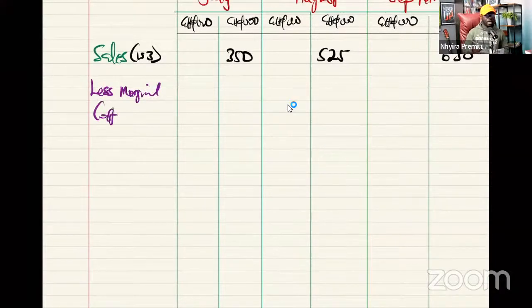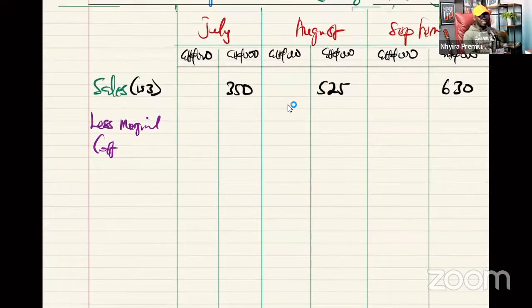Now, remember, I told you that there are 2 schools of thought. Either you just work with the sales figure throughout so that you don't bring in any issue about opening and closing. So I'm going to do the marginal costing just with the sales figures. Then in the absorption costing, we'll bring in the opening and closing so that you see the 2 alternatives.